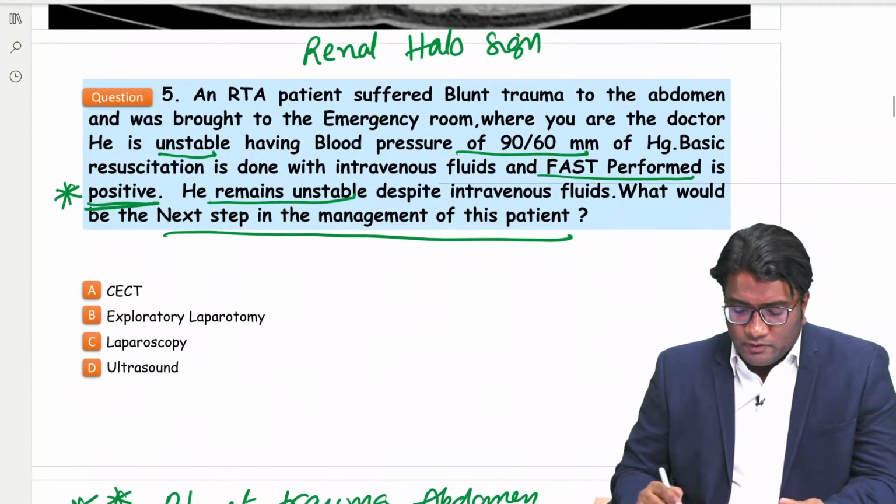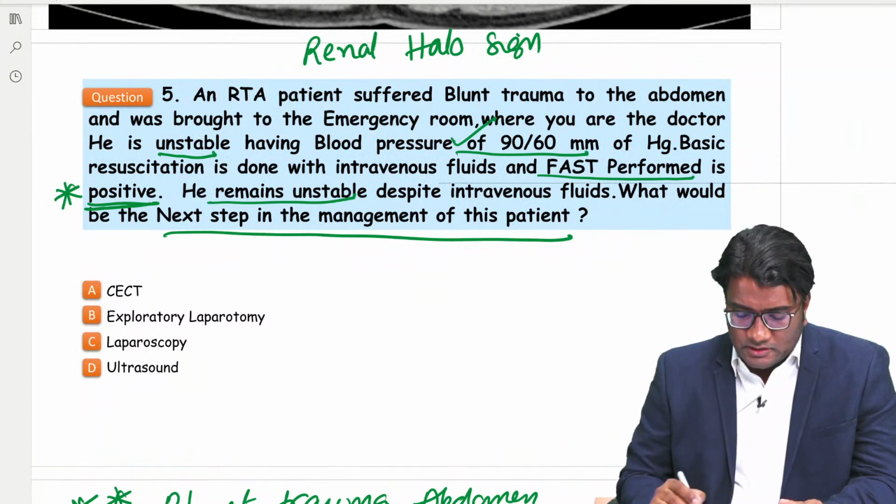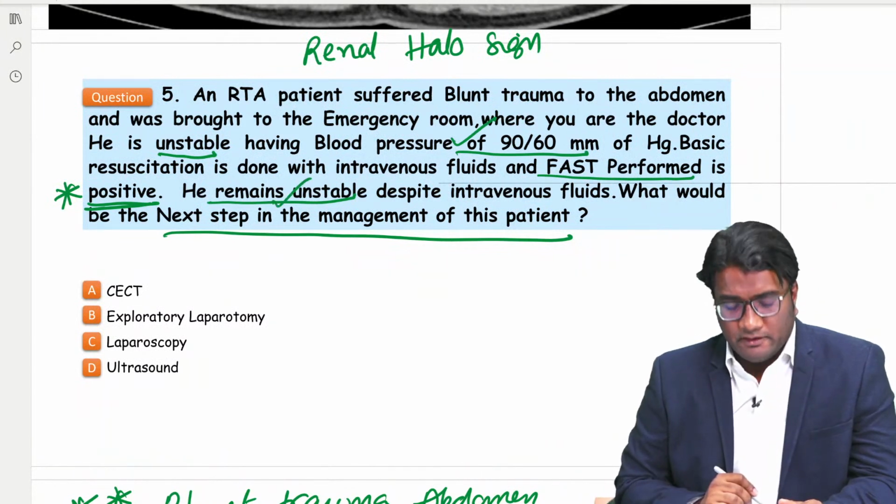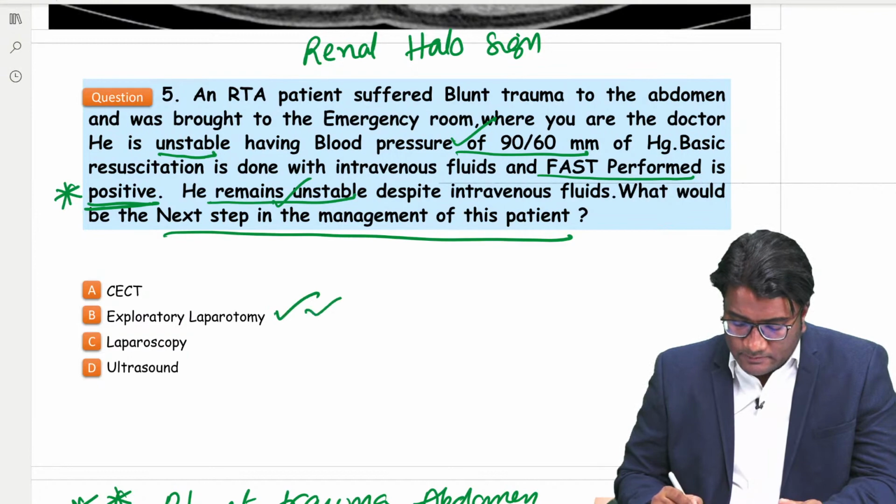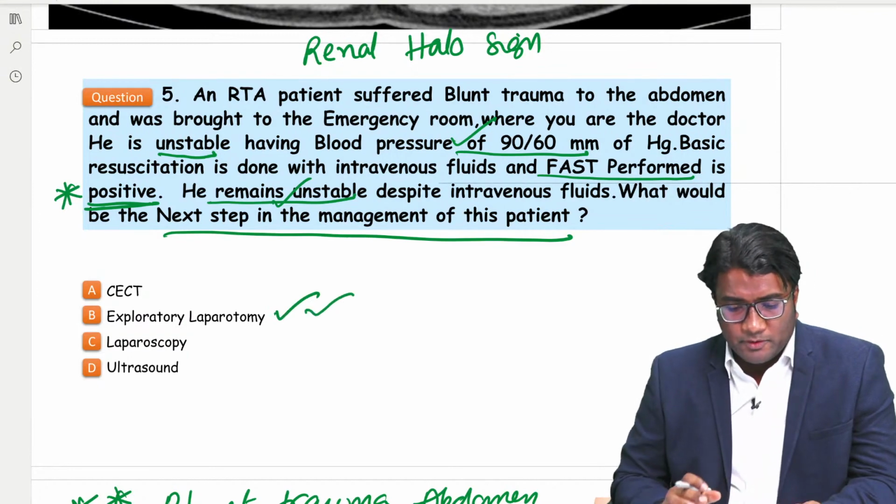So in our case, we know that the blood pressure is low, right? The patient is not becoming stable even after giving IV fluids. So the answer should be what? Exploratory laparotomy. Exploratory laparotomy. I hope you got this correct.